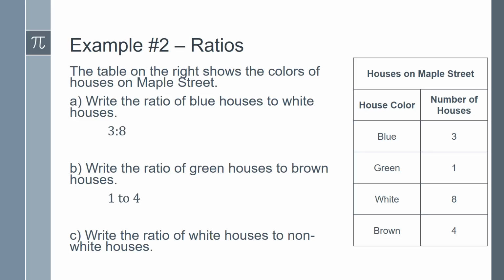Finally, for part C, we need to write the ratio of white houses to non-white houses. There are 8 white houses, and adding together the blue, the green, and the brown, we find another 8 houses. So the ratio of white houses to non-white houses is 8 to 8, or 1 to 1.